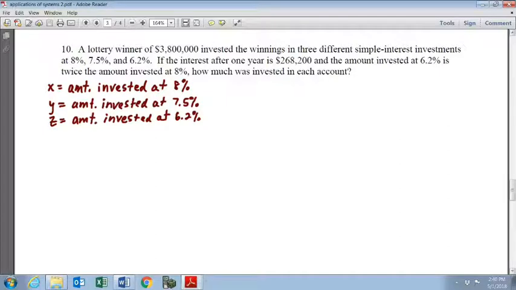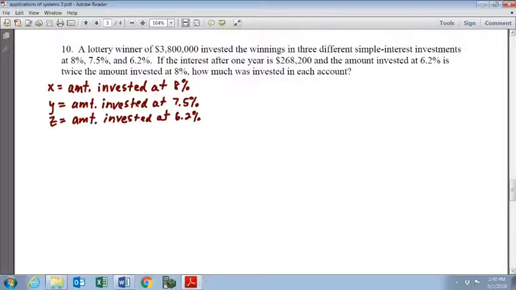By the way, this guy's being smart. Most people that win the lottery blow it. But you could literally invest the money and live off the interest the rest of your life. $268,000 is not too bad for an annual income. I think I can manage on that.